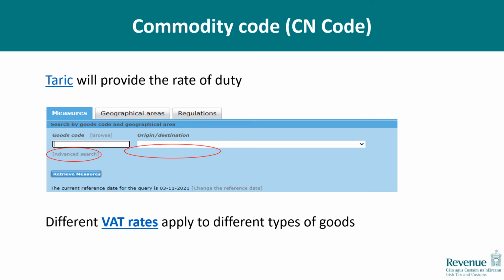VAT is payable on imports at the rate that would apply to the item if it was bought in Ireland. The value of the goods for calculating the VAT is their value for customs purposes, increased by the amount of any other duty that applies. Different VAT rates apply to different types of goods. You can check out the different VAT rates by clicking on the link.